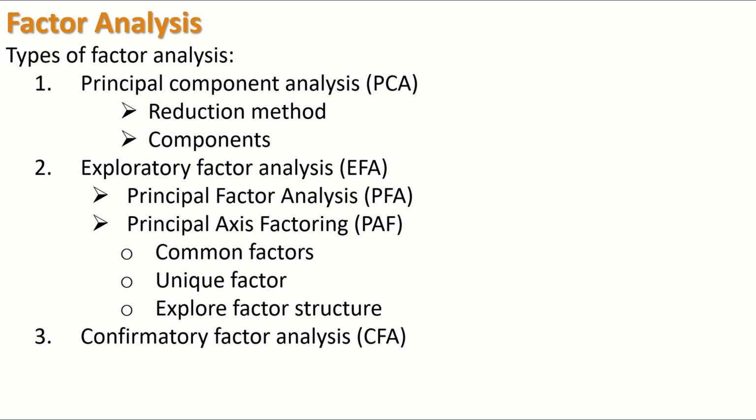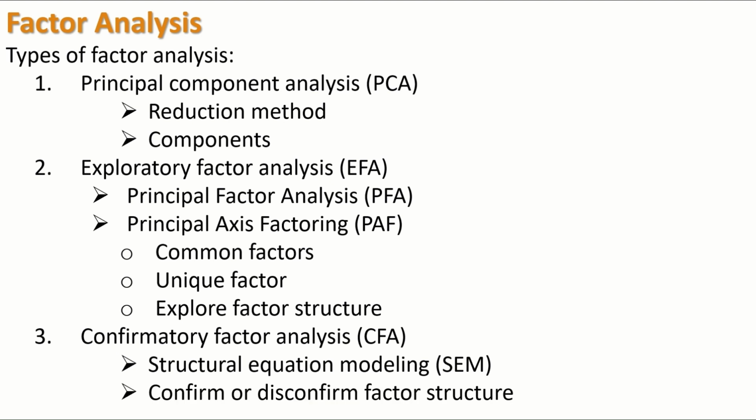So the objective of factor analysis is to examine and identify if there are underlying structures for the items, and then assign the items to factors. The role of confirmatory factor analysis is to confirm or disconfirm the factor structure. So the CFA is the initial step for structural equation modeling.